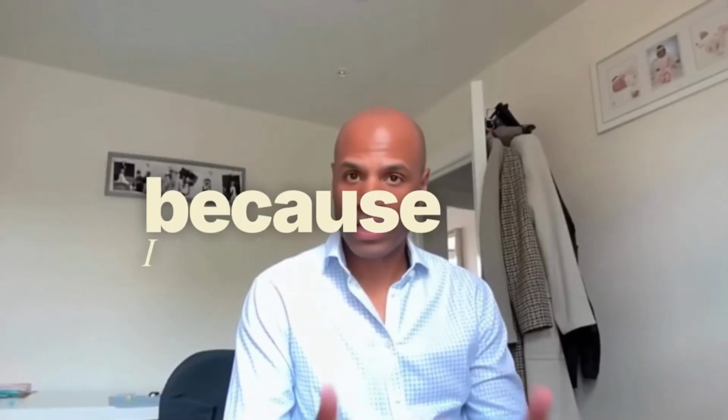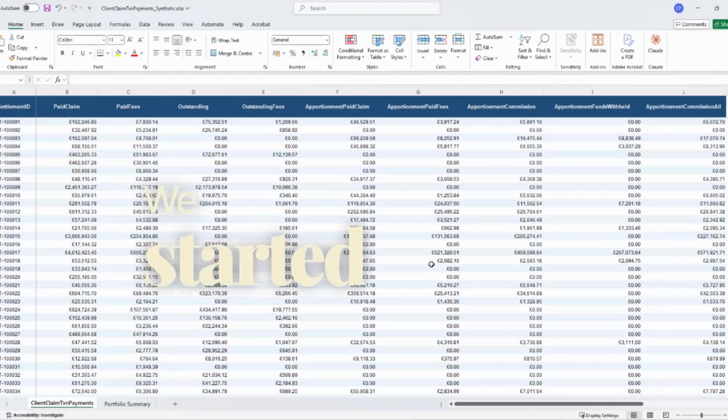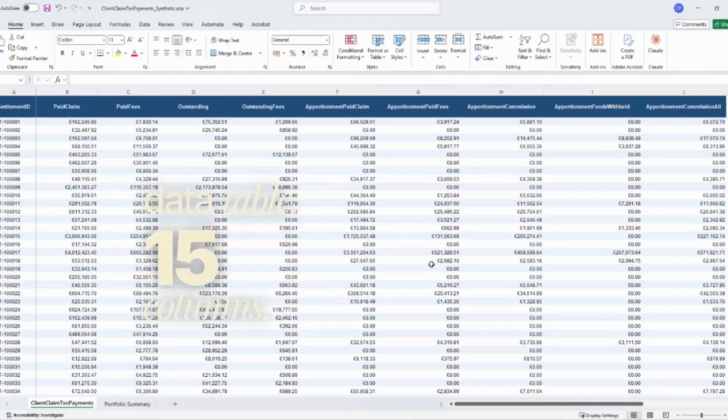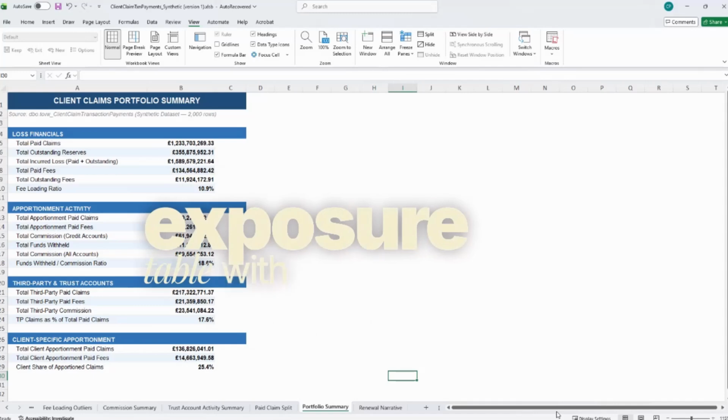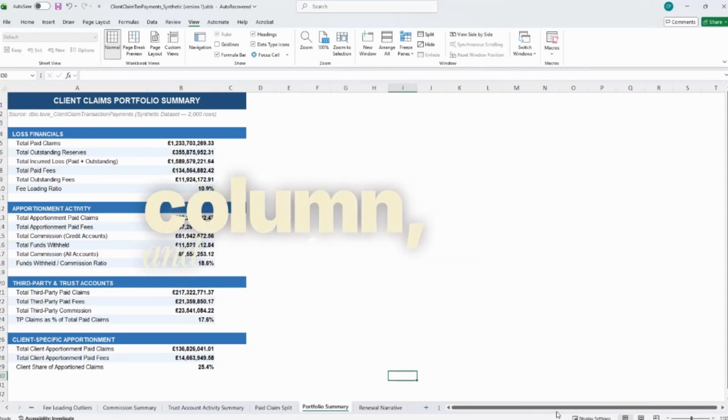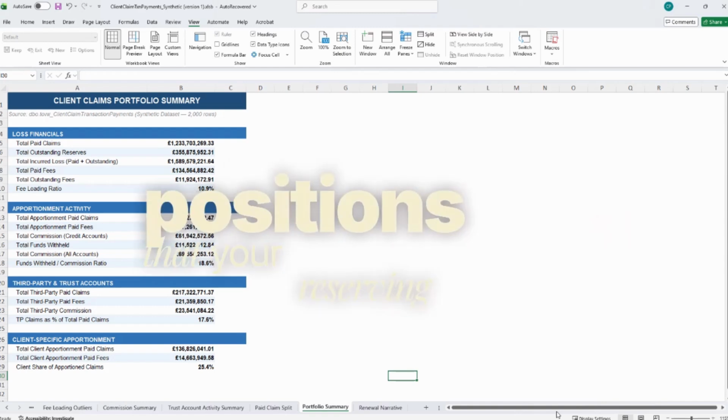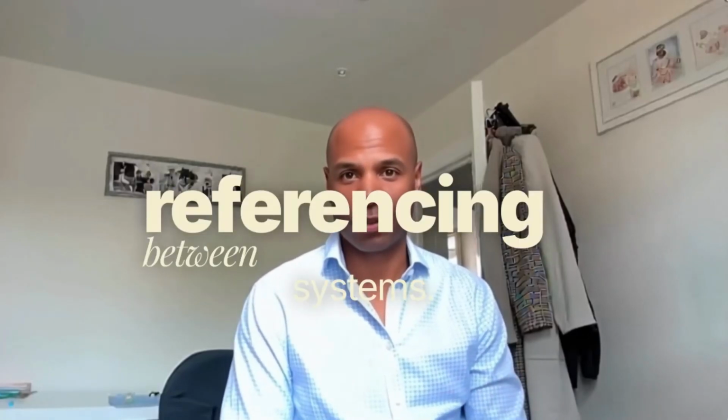Now, I want to just take a moment before we move on, because I think it is worth stepping back and appreciating what just happened. We started with a raw data table, 15 columns, 2,000 settlements, numbers that, on their own, tell you very little. In two prompts, we have a portfolio-level reserve adequacy summary, a ranked exposure table with a calculated incurred loss column, and a set of flagged positions that your reserving team needs to look at. No formula writing, no pivot table wrangling, no cross-referencing between systems.